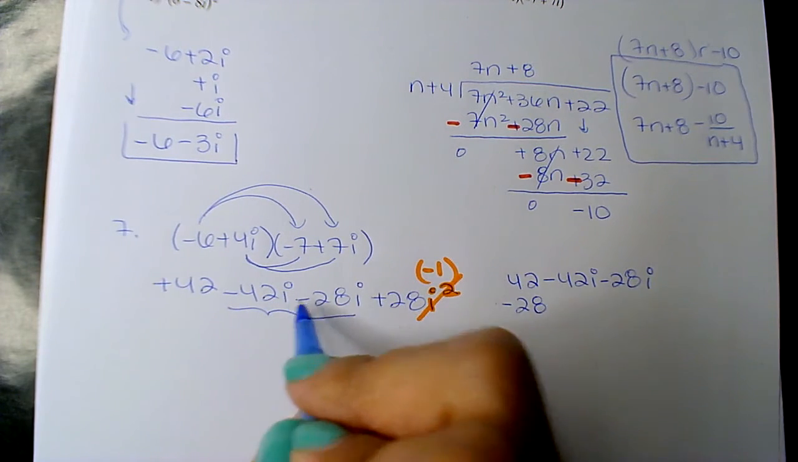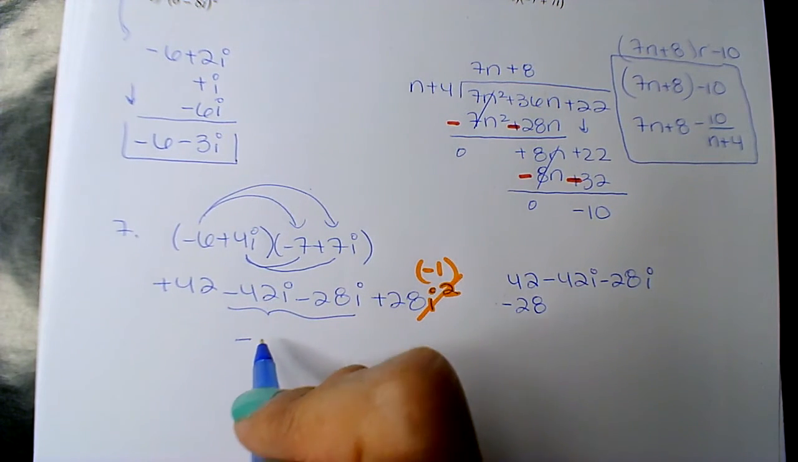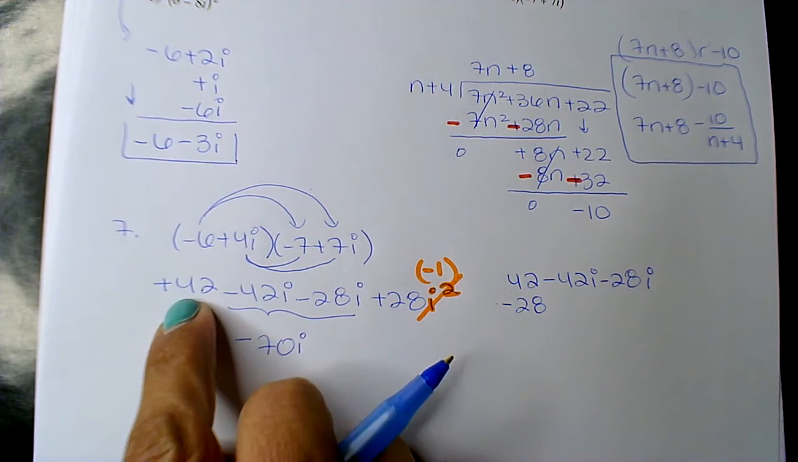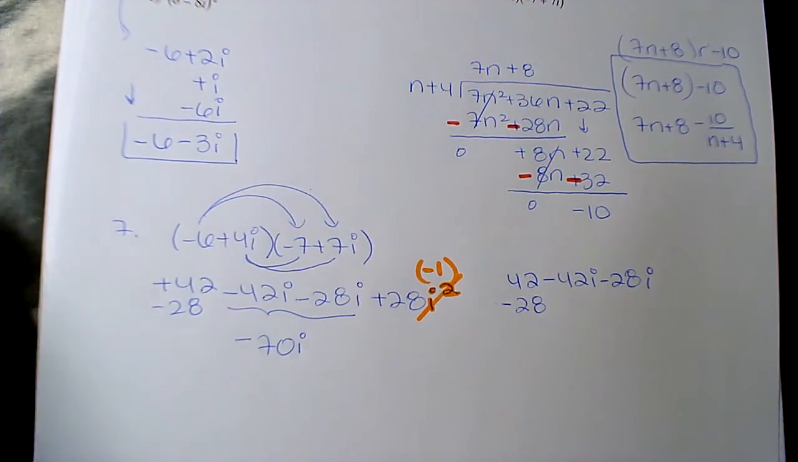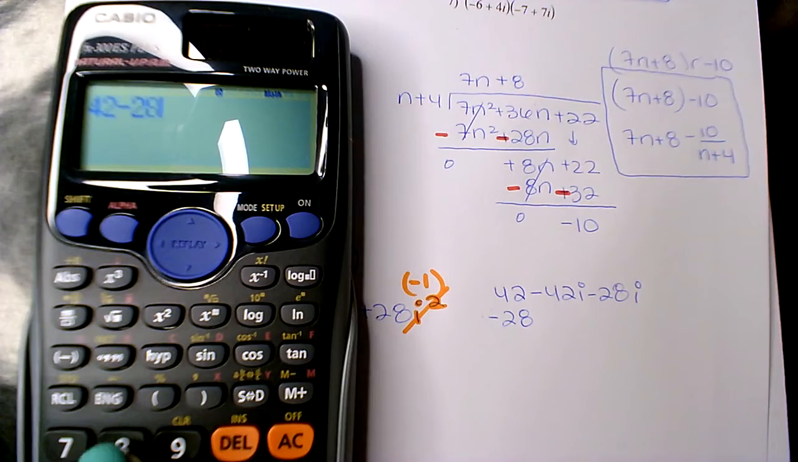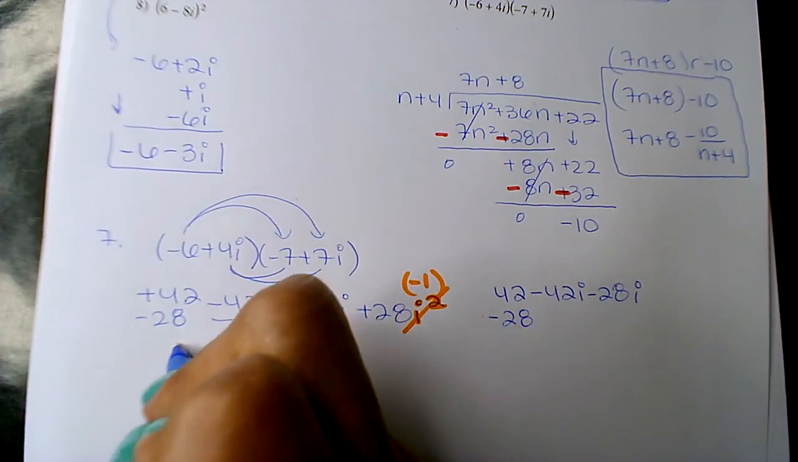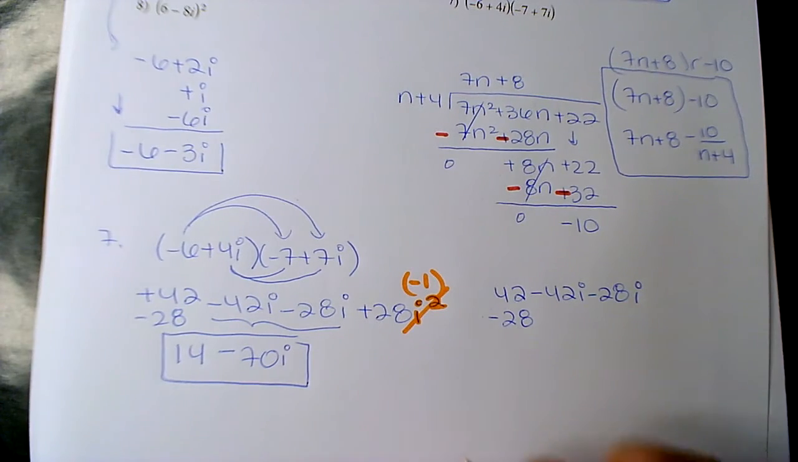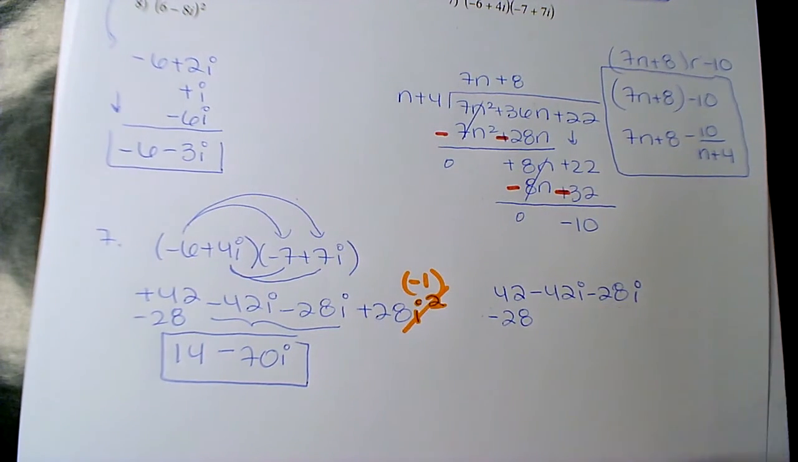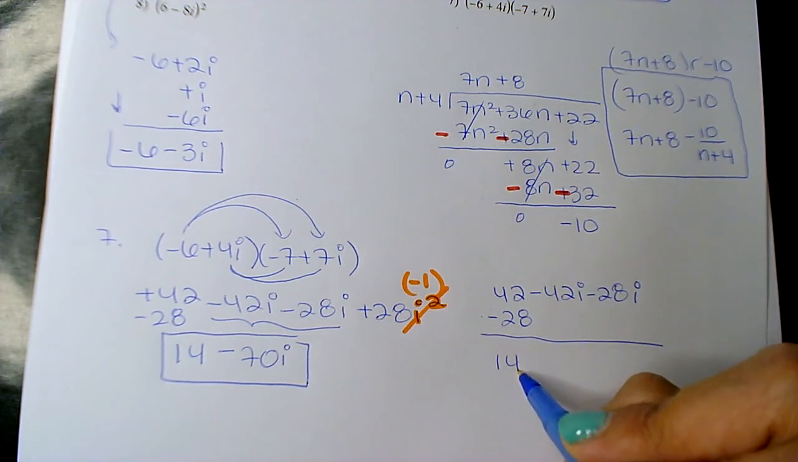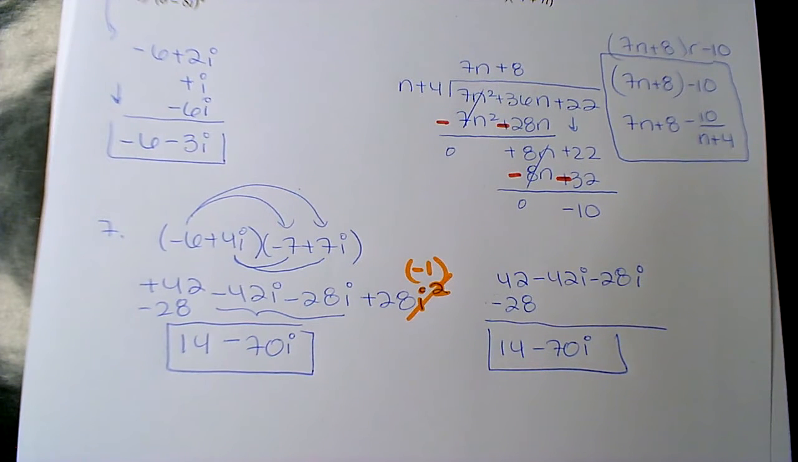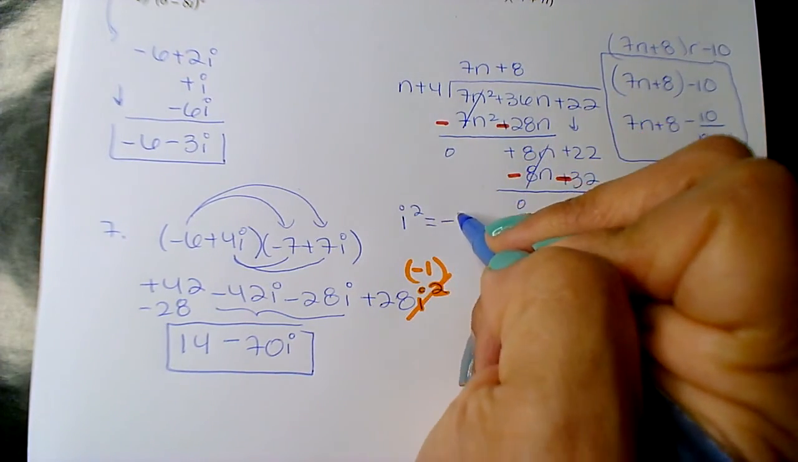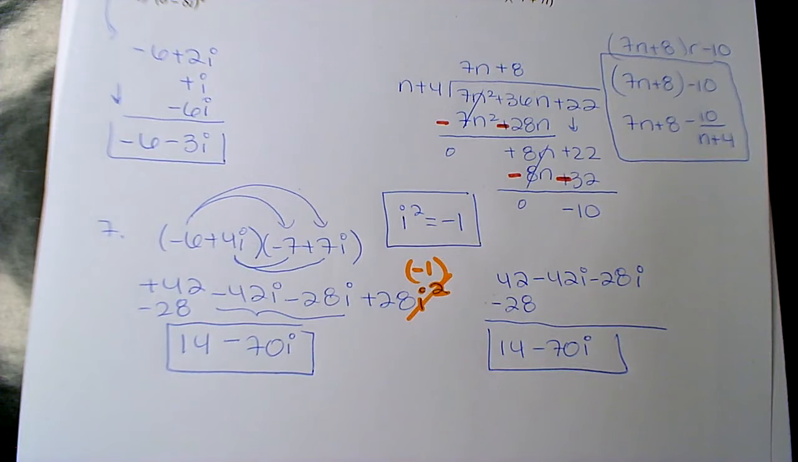So I get here, my i-like terms become negative 70. And then what is 42 minus 28? Positive 14, and so that is my complex number a plus bi. So if you're over here, same thing. If you start working with the vertical format, you just have to understand that i squared is equivalent to negative 1. You have to know that.